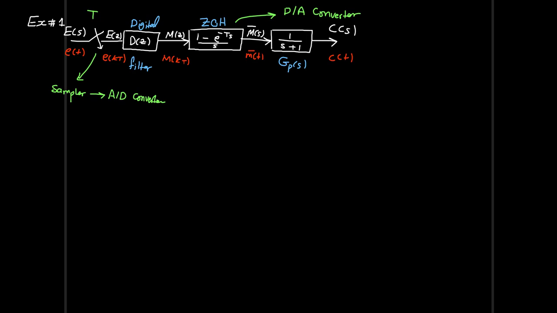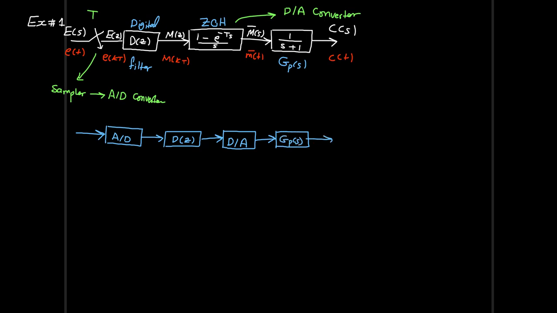So we can replot it in terms of the analog to digital converter and the digital to analog converter. As first thing here we have the analog to digital converter. After that we have the digital filter, cascaded with the DAC or the digital to analog converter. And after that we have the plant, which is the GP of S. The input is E of S, and the output here we assume is C of S.